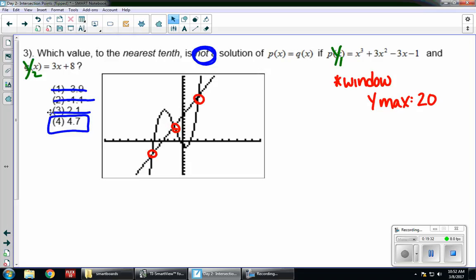So that's how you find points of intersection using a calculator. The steps are on the front in case you need a refresher. You're going to continue with this packet till the end and do as much as you can.